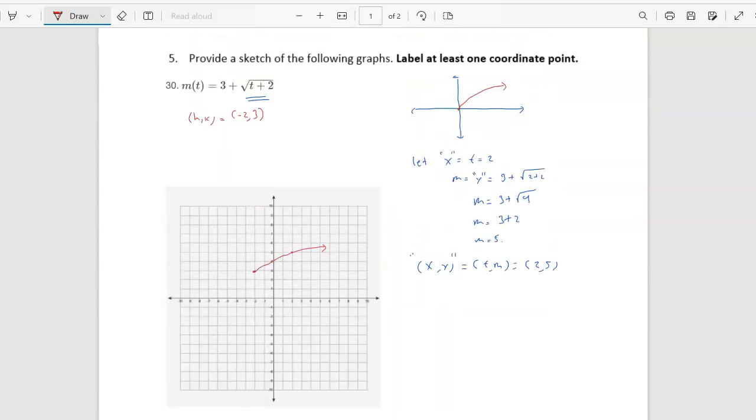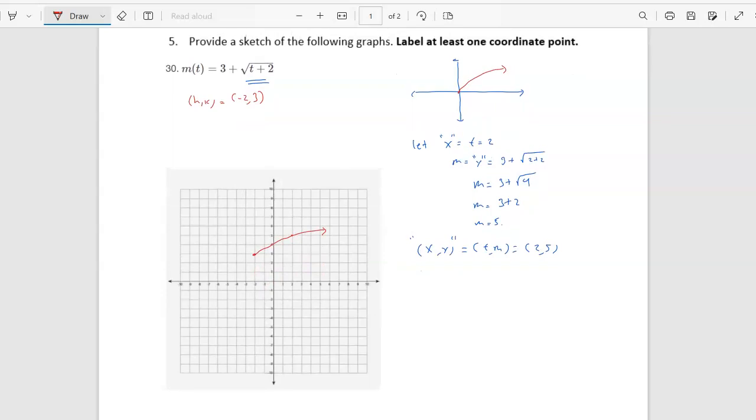Once again, I'm expecting just the basic curve. One coordinate point at negative 2 comma 3 is sufficient. For the rest of it, we try to mimic the parent graph.